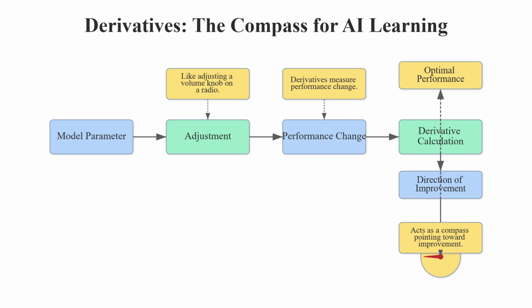Think of it like adjusting the volume knob on a radio. If you turn it clockwise, does the sound get louder or softer? And by how much? The derivative provides that immediate feedback. It's like having a compass that doesn't just point north, but points directly toward the direction of improvement for your AI model. This fundamental concept is what allows AI systems to intelligently navigate their way to optimal solutions, step by step. Without this compass, AI would be guessing in the dark.